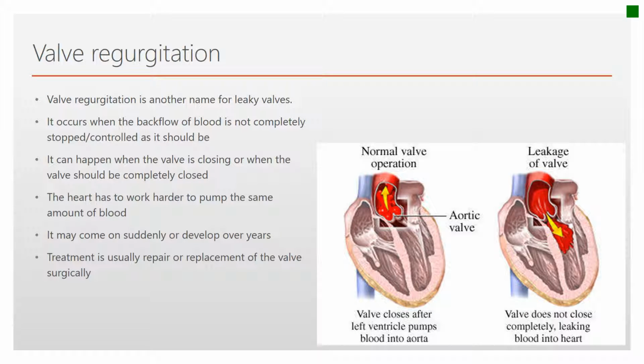So valve regurgitation. Valve regurgitation is another name for leaky valves. It occurs when the backflow is not completely stopped or controlled as it should be. It can happen when the valve is closing or when it should be completely closed. The heart has to work harder to pump the same amount of blood. It may come on suddenly or develop over the years. Treatment is usually repair or replacement of the valve surgically, although some people can live with valve regurgitation and have no problems at all.